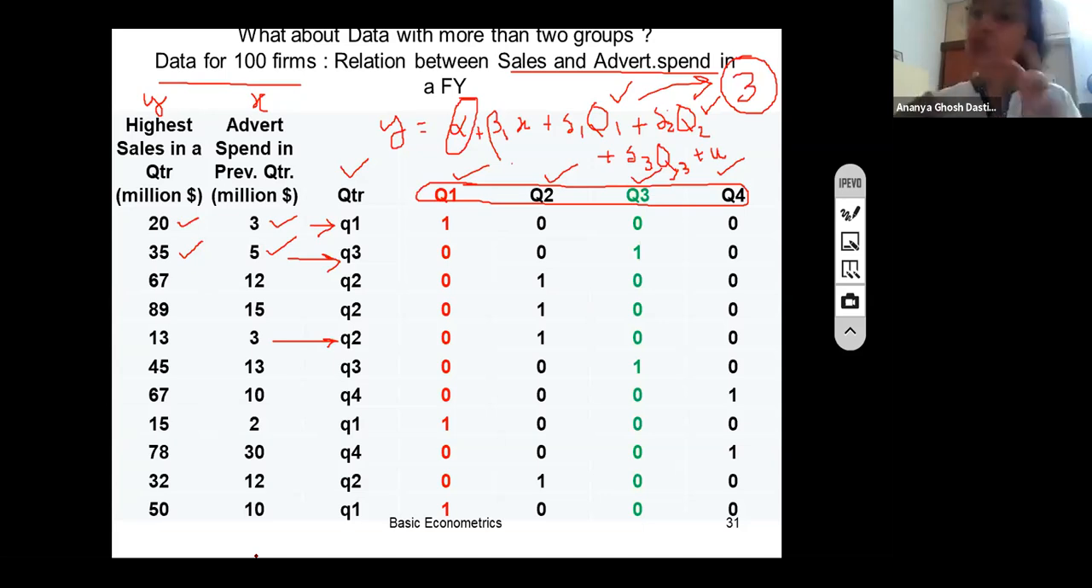So let us now switch to some theory. Let us look at how we can express our model in terms of matrix notation, so that we understand what is the X matrix.